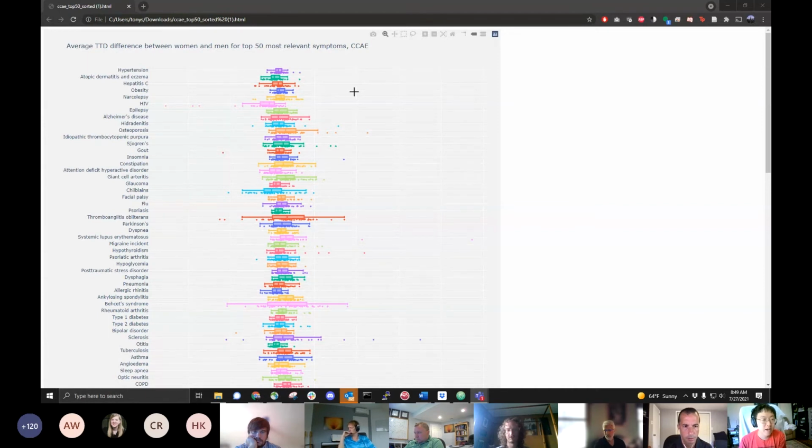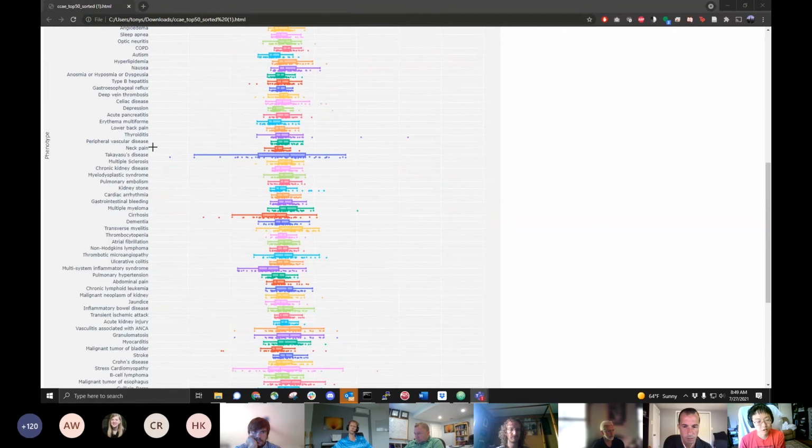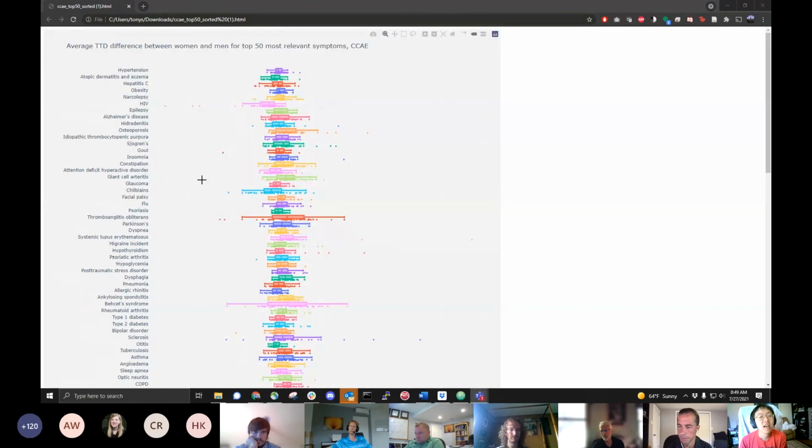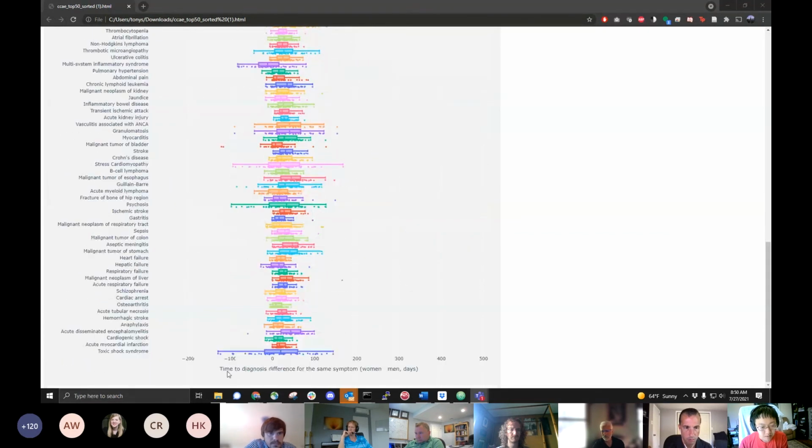It's a visualization that Noemi, Patrick, and I are working on that shows the time to diagnoses differences for the top 50 symptoms for each of these 124 heterophenotypes on the y-axis. Each of these little dots is a top 50 symptom that we've chosen for a particular cohort, say like HIV or hypertension. The x-axis values are the time to diagnoses differences for the same symptom across women minus men. So a positive difference above 0 indicates that women are being diagnosed later with that particular presenting symptom.